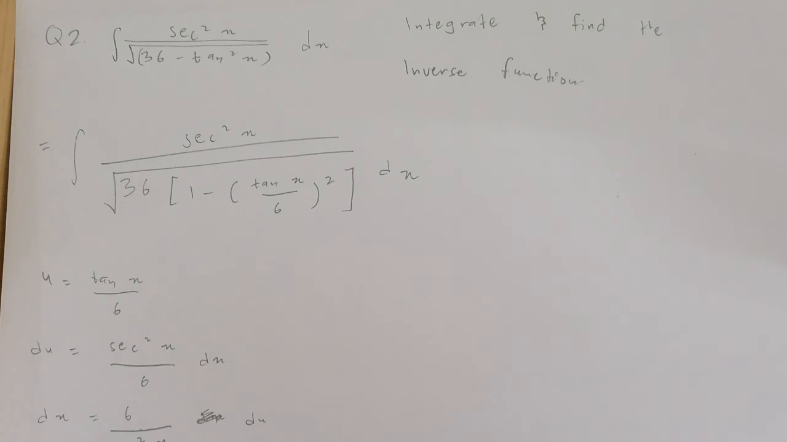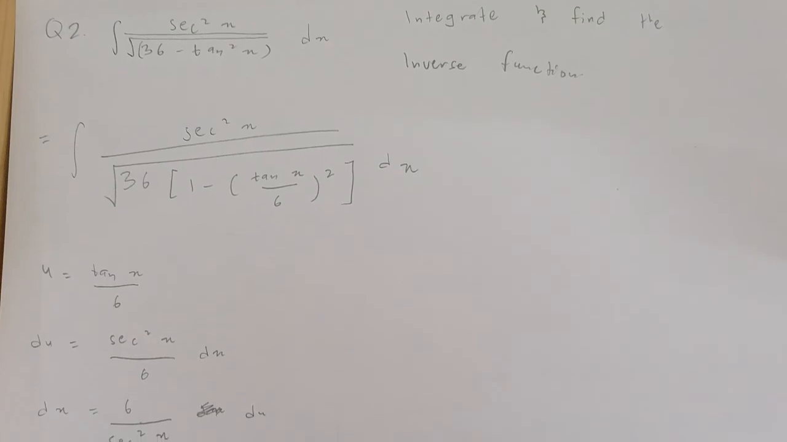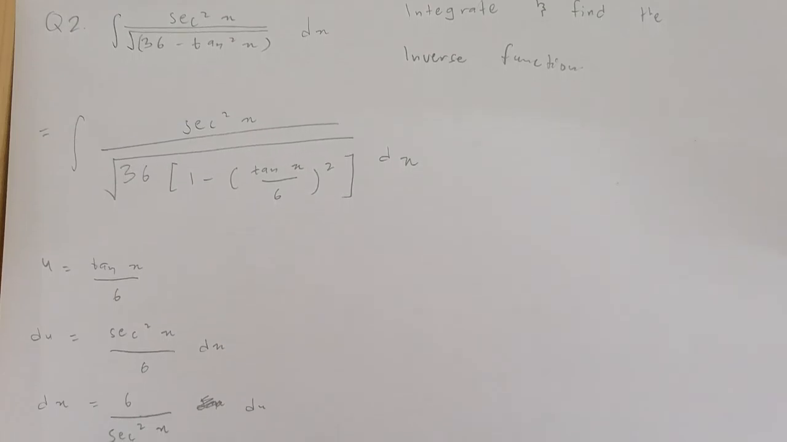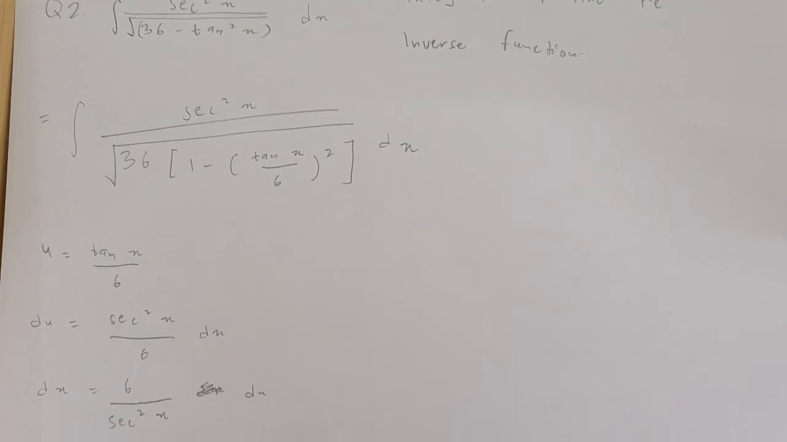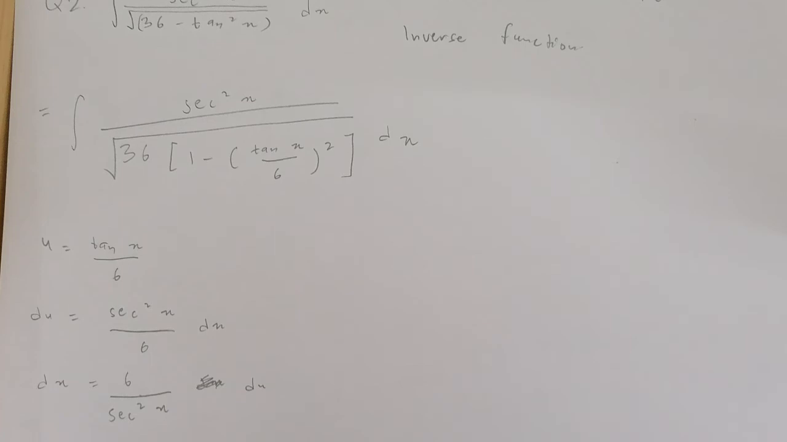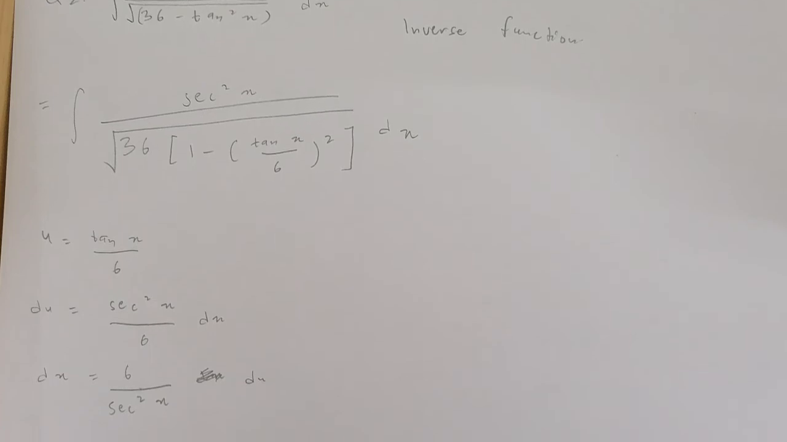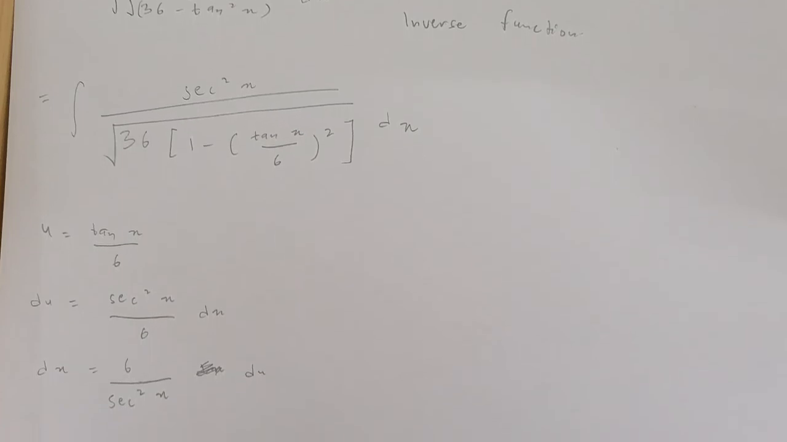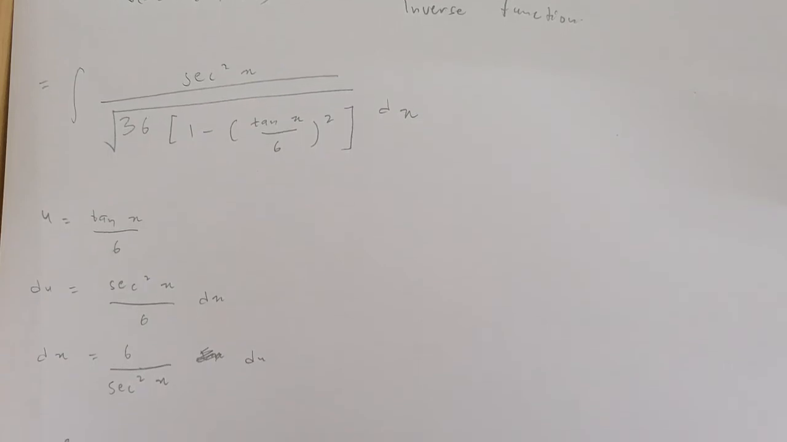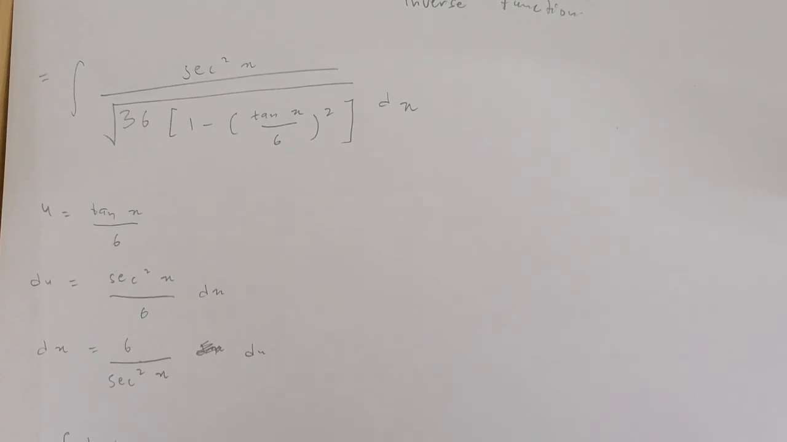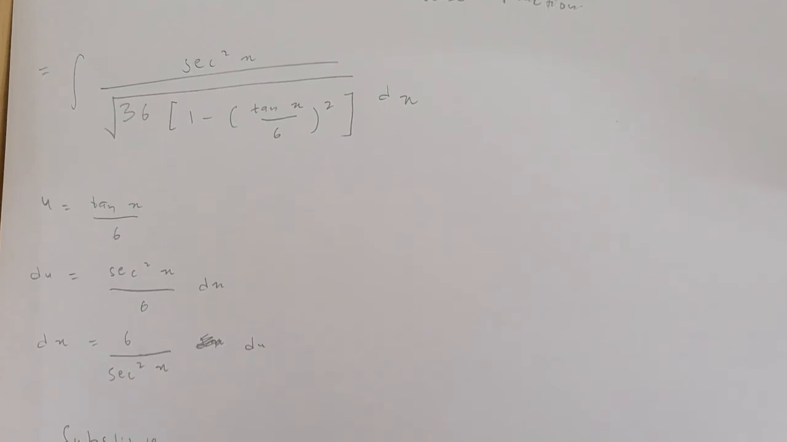We got this bad boy over here. The question is integrate and find the inverse function. The function is secant squared x over the square root of 36 minus tan squared x, and that is the question. The solution to this question is not that hard. Okay, first off, we have to simplify it.